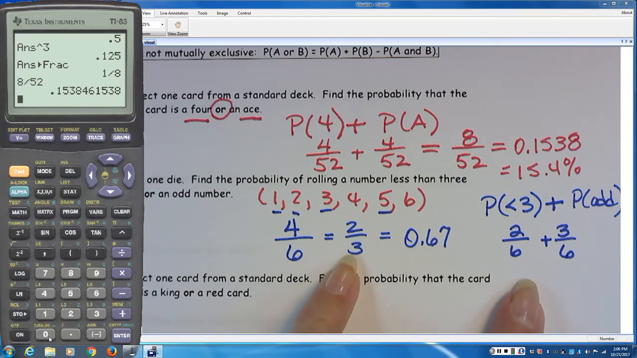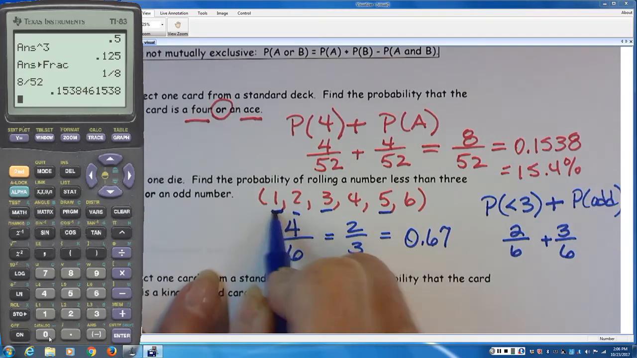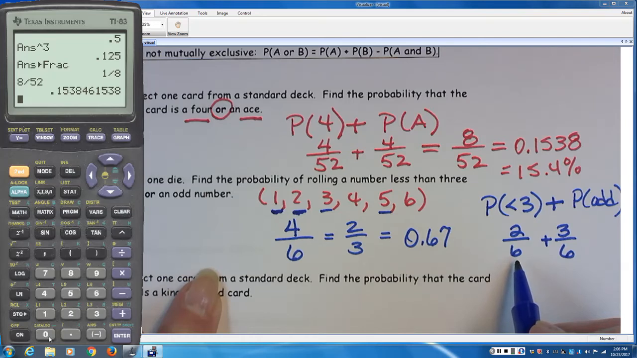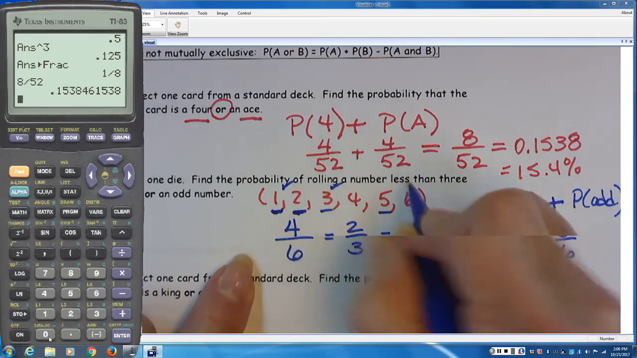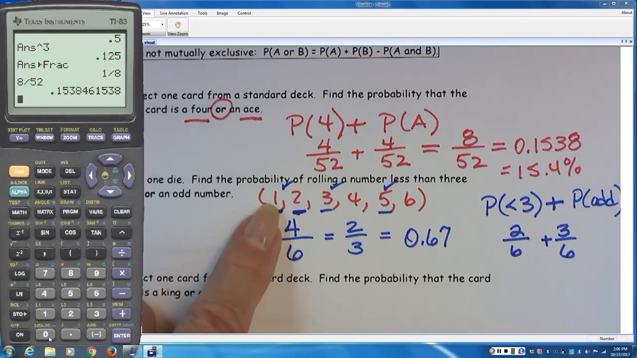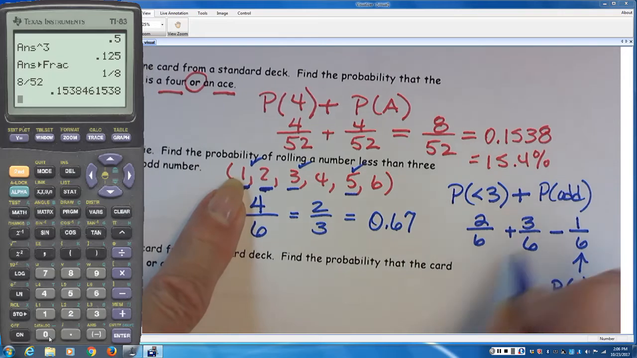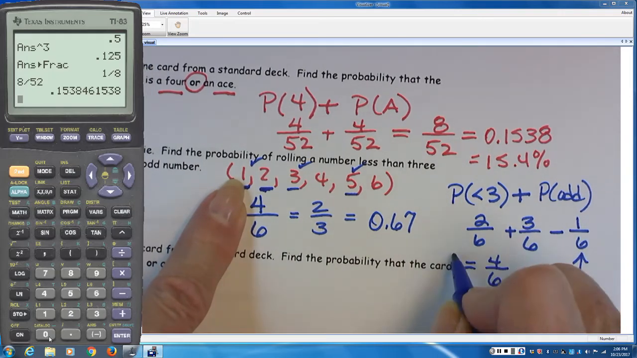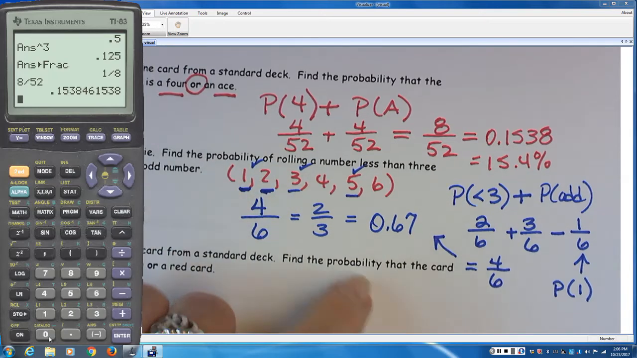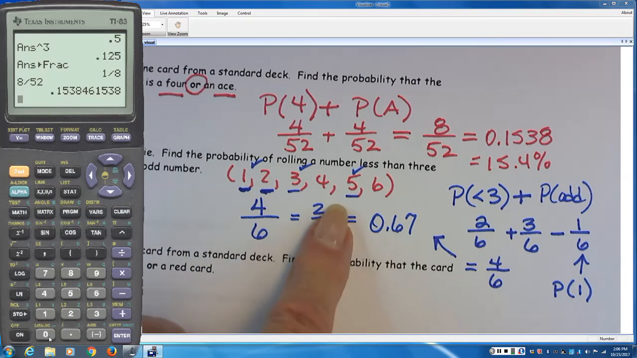What did I count twice? One or 2, or an odd number. Counted the 1 twice. So you have to take the 1 out. And that's why it's 2 plus 3 is 5, minus 1 is 4 over 6. So this is what the rule tells you to do, but if you draw pictures, you don't need rules.